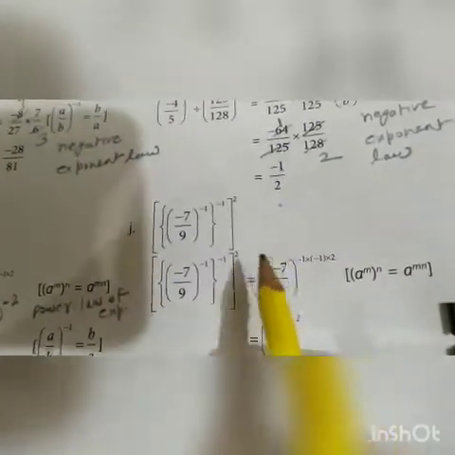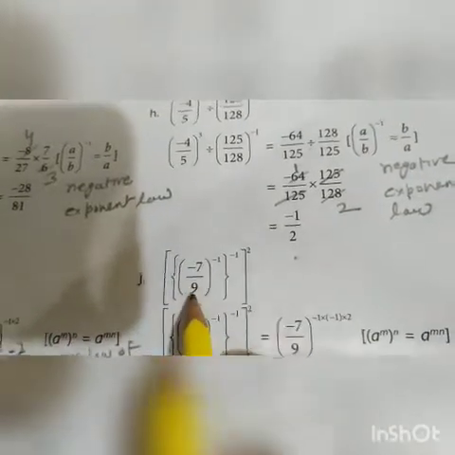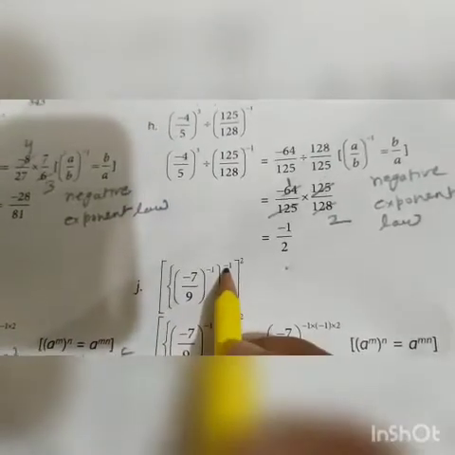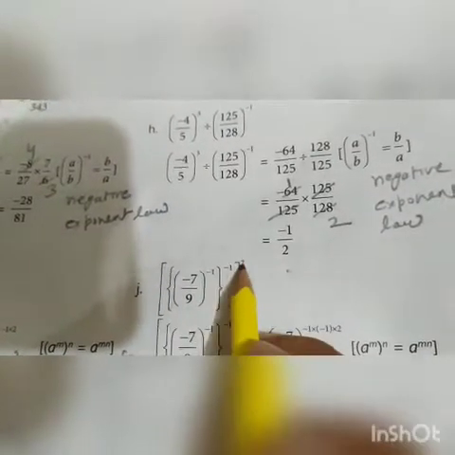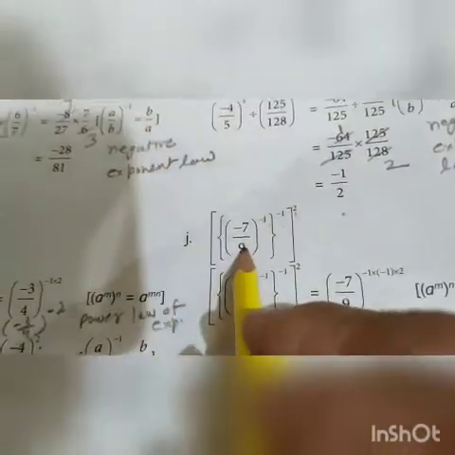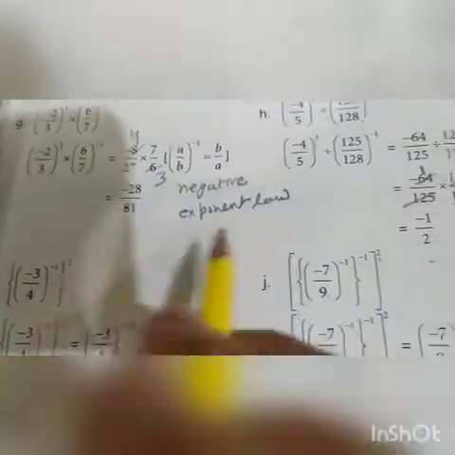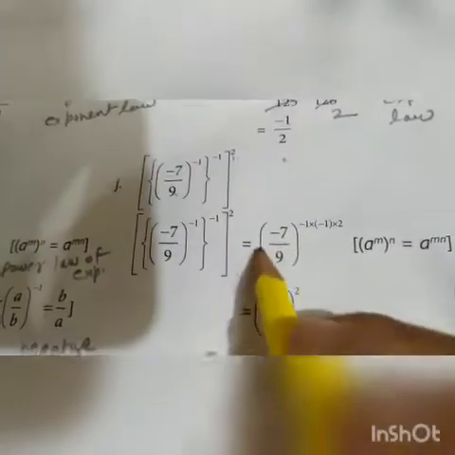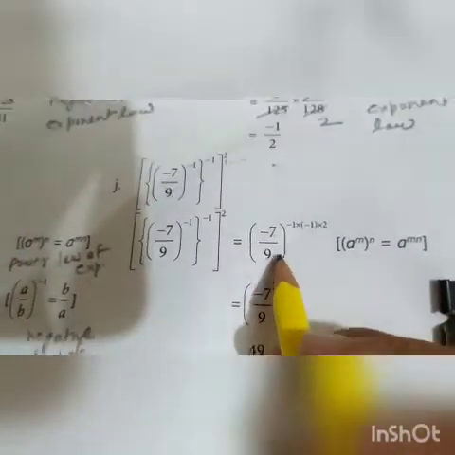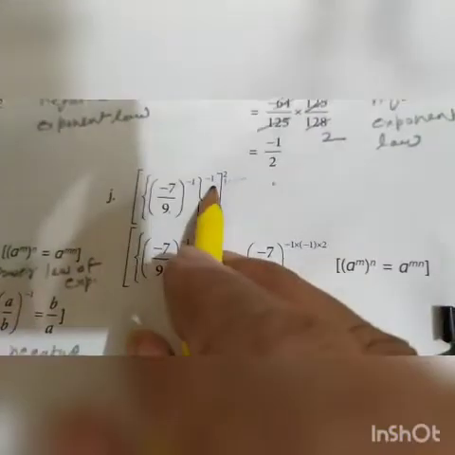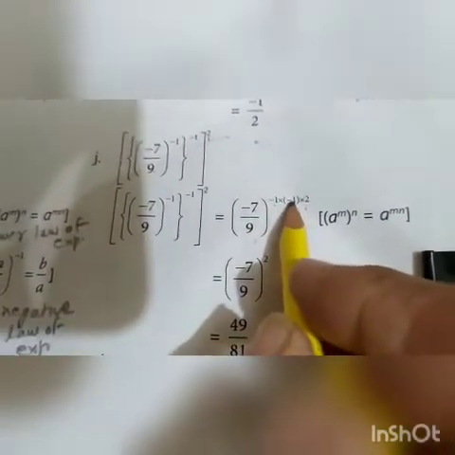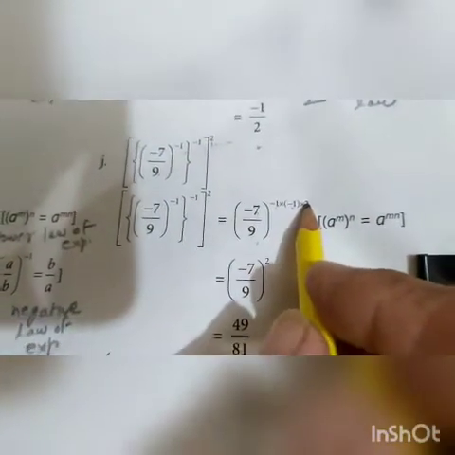Now come to next example. Minus 7 upon 9 power minus 1, then whole power minus 1, then again one more power 2. Here there are 3 powers, single base. Here there are 2 powers, here there are 3 powers. So it will be equal, we will multiply all these 3 powers. Minus 7 upon 9 power minus 1 multiply minus 1 multiply by 2. So minus 1 multiply minus 1 plus 1, plus 1 multiply by 2, it is plus 2.